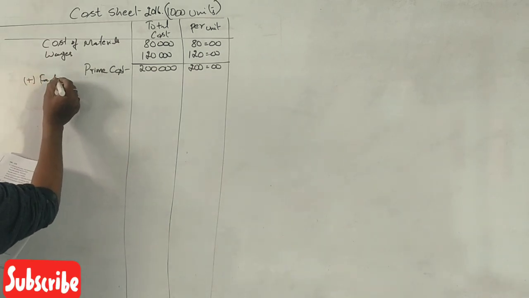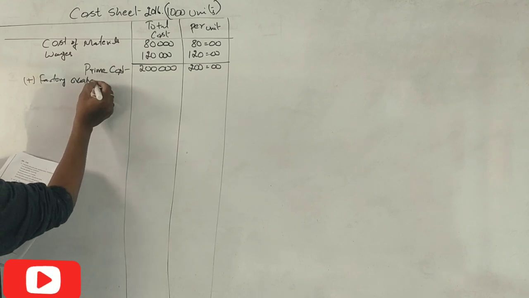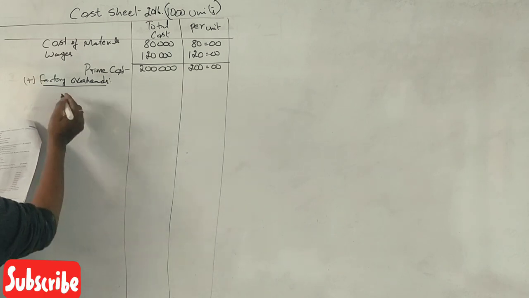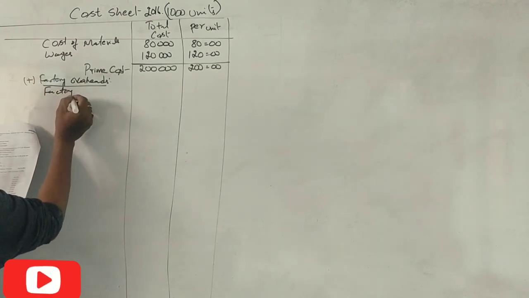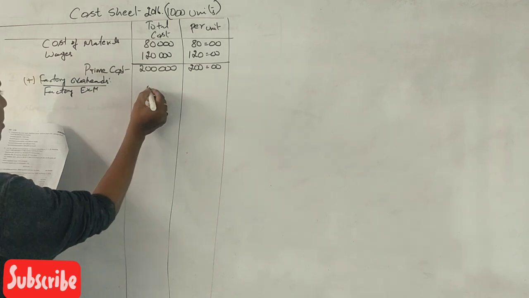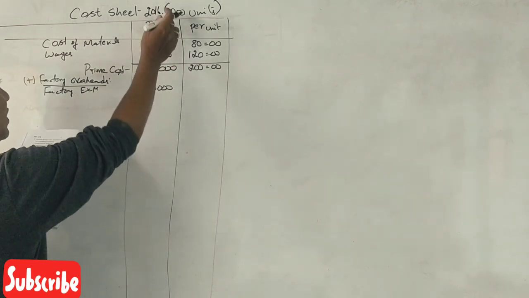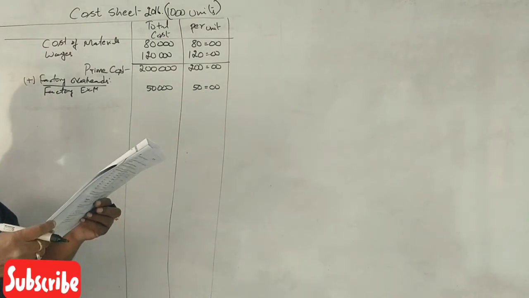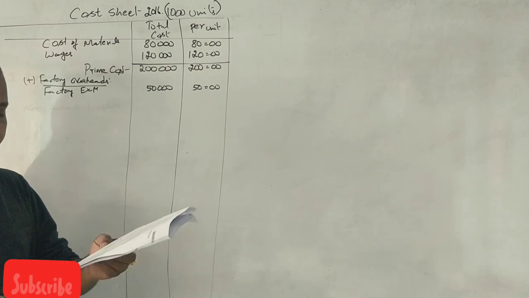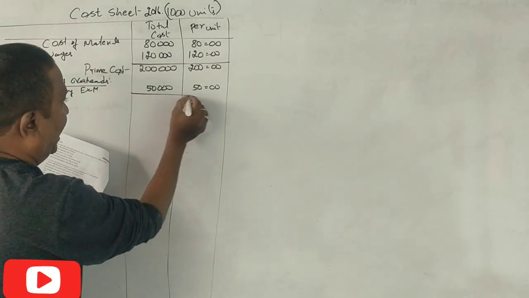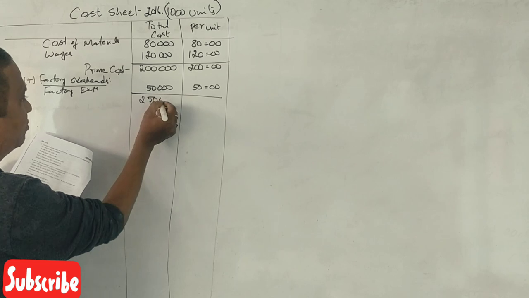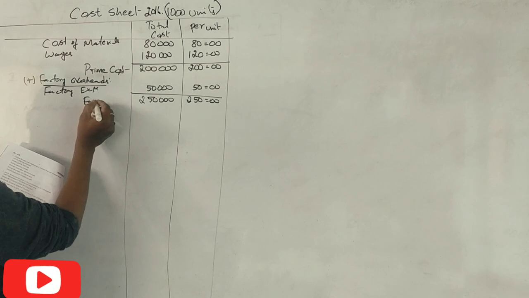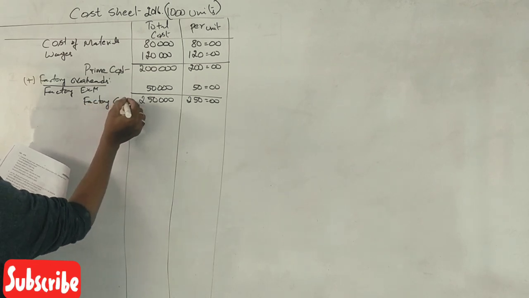Factory overheads we have to add. What is factory overhead? Factory expenses. What are the factory expenses we have? See, clearly given, factory expenses is 50,000 rupees. 50,000 is for 1,000 units. For one unit, it becomes 50 rupees. Next, anything else is given related to the factory? Nothing else is given. So, if you add this, you get 2,50,000 rupees and it becomes 250 rupees. This is what we call factory cost.